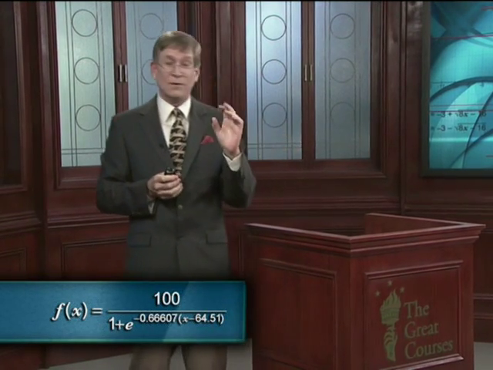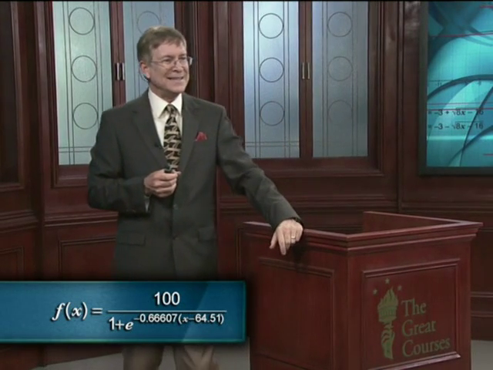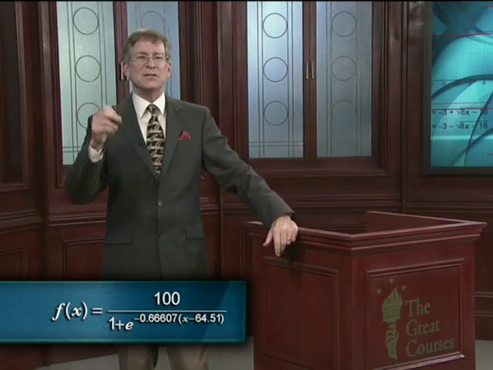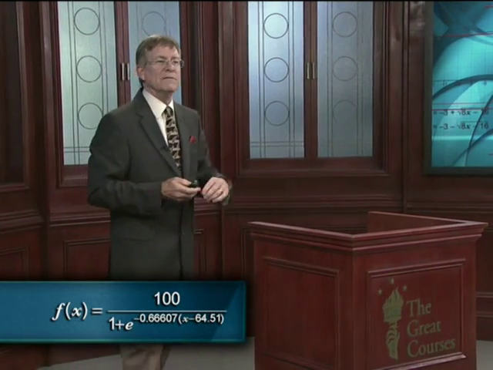Now, there's a similar model for American females between the ages of 18 and 24, and here is that model. I'll try to read it. It's very complicated. It looks sort of like the other one, but the numbers are slightly different. It's a quotient. 100 is in the numerator, and the denominator is 1 plus e to the following power, minus 0.66607 times the quantity x minus 64.51.